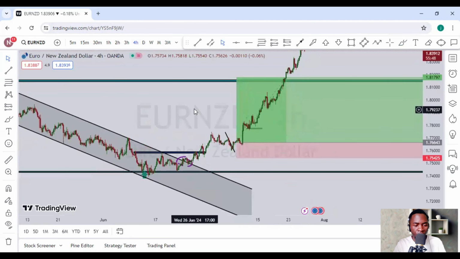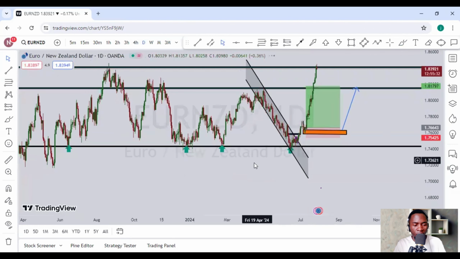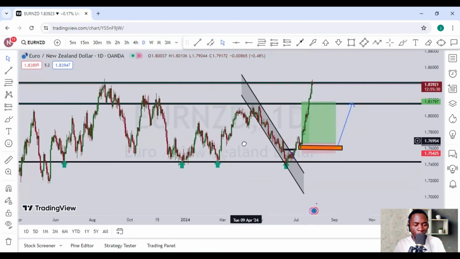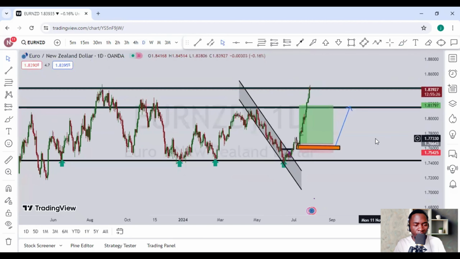I entered this trade around here when the market retraced to my fib level. Then I took my trade here. The market went direct to my take profit. So on Euro NZD, everything went good and well. I don't have any other analysis on Euro NZD. So now I'm done with Euro NZD. Let's go to another pair.